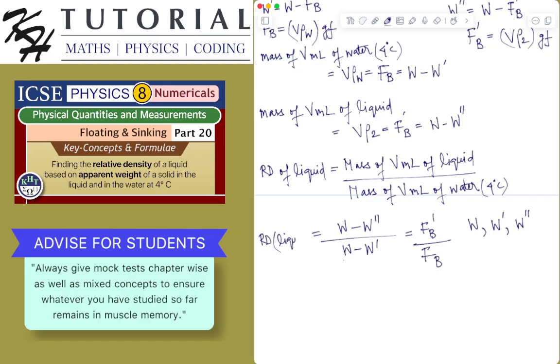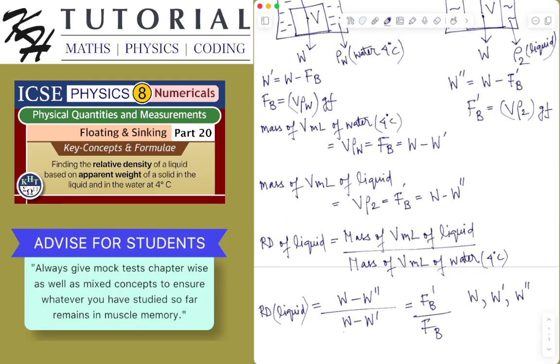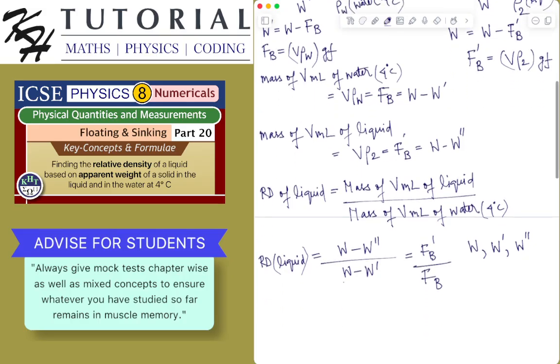The relative density of a liquid can be found as follows. What is FB dash? FB dash is nothing but the loss in weight of a body when it is in the liquid, which is equal to the upthrust on the body. Remember that we are considering a body whose density is more than the density of water at 4 degrees centigrade as well as the liquid.